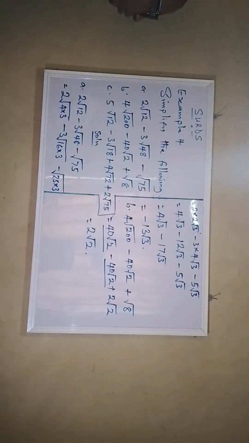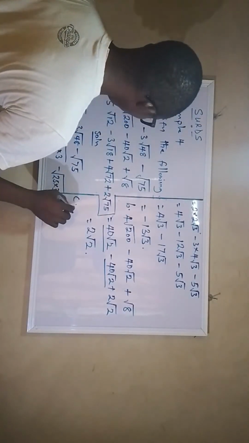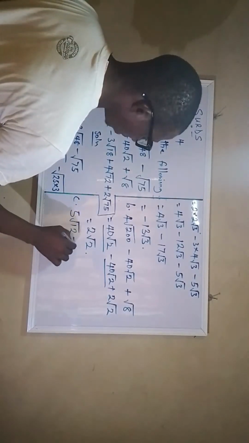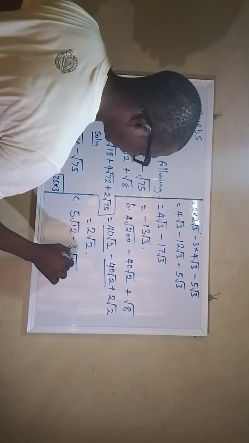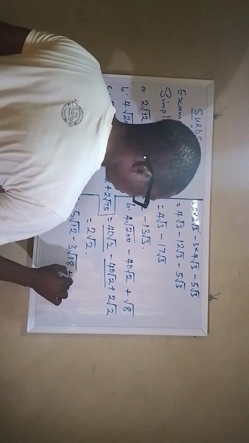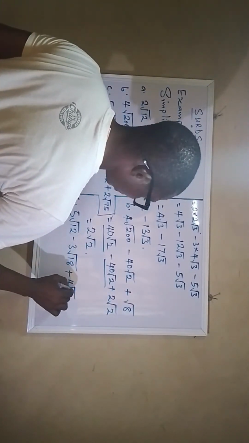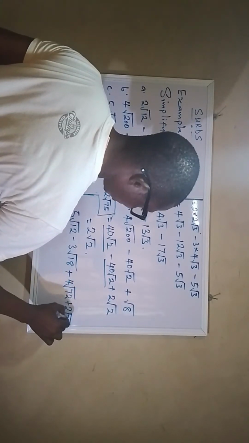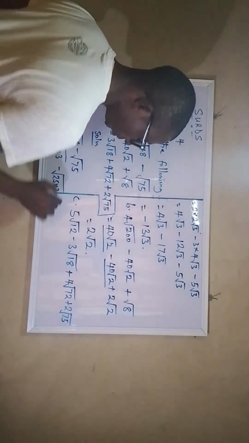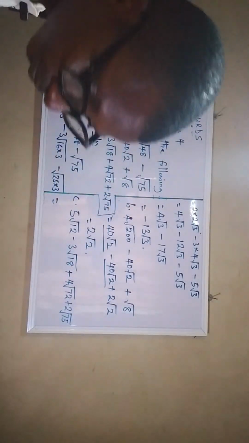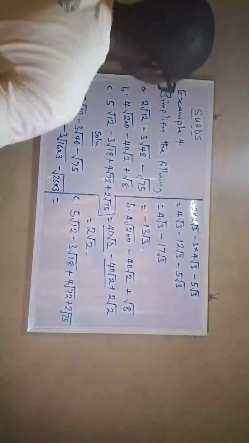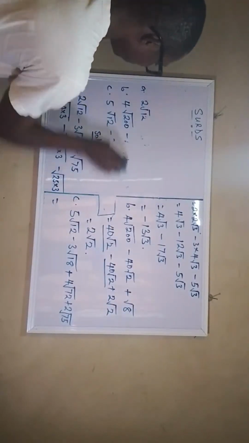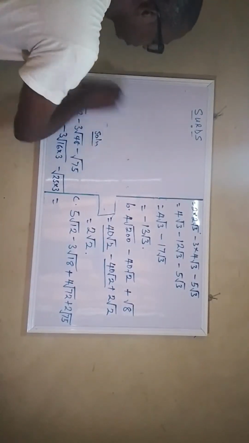Now let's look at the last one. See, we have 5 square root of 12 minus 3 square root of 18 plus 4 square root of 72 plus 2 square root of 75. Now, to do this, we express the surds there in their basic form, just like we did our previous ones.